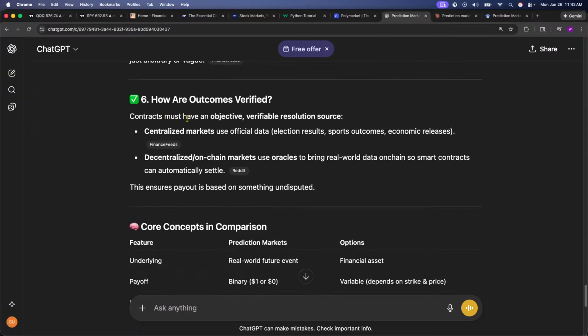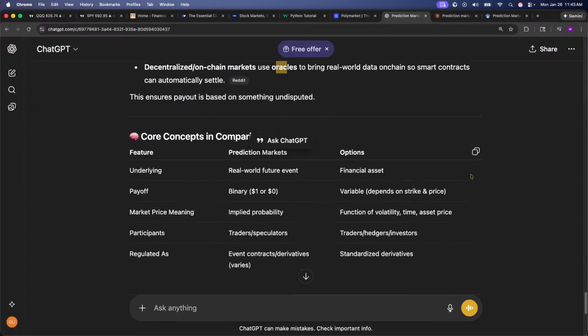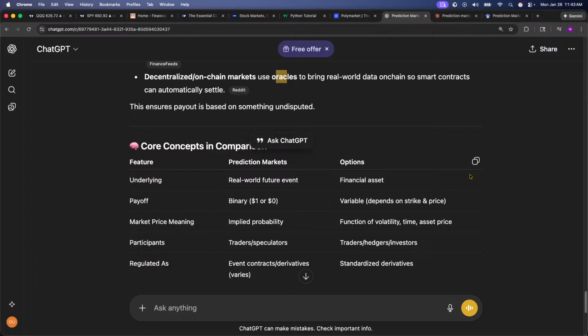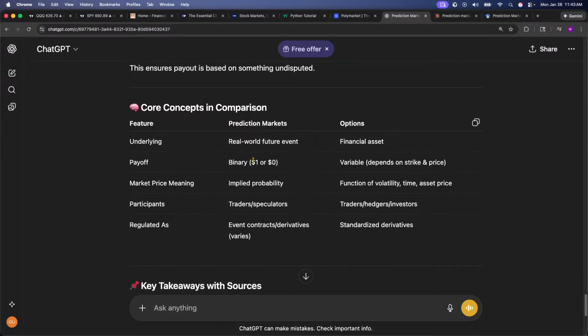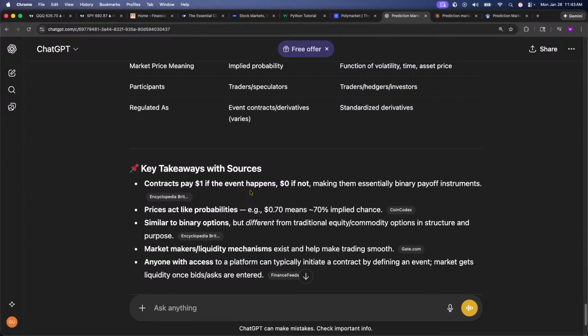How are the outcomes verified? Contracts must have objective, verifiable resolution. Centralized markets use official data. Election. Okay, beautiful. Decentralized chains. Markets use oracles to bring in real market updates on the chain, so smart contracts can automatically settle. So this is trading that's built on top of blockchains that allows individuals to bet on any type of current event. And you can get paid out either the same day, next month, or next year, depending on what that event is. Interesting. And it's binary. It's a yes or no thing. There's no in between.